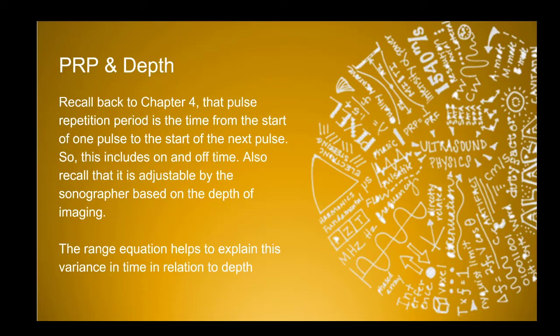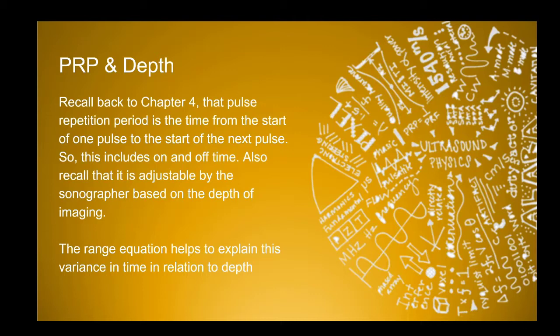So the 13 microsecond rule, or the range equation, is going to help us then to understand how PRP and depth are related. If you think back to chapter 4 and what we learned about PRP, the pulse repetition period, remember that we could adjust it by changing the depth. That was because that pulse needed to be sent out, travel to the maximum depth that we have our machine set at, all those echoes need to return, and then the next pulse can be sent out.